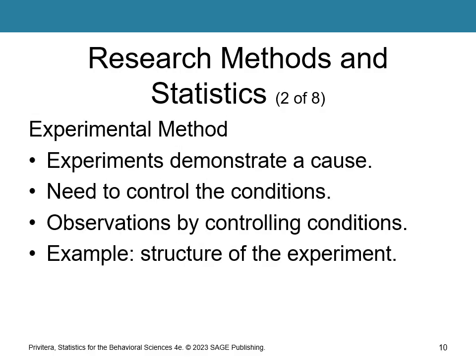The experimental method is the gold standard in research because it's the only method that you can use to establish cause and effect. If you want to prove that one thing causes another, you need an experiment. Think about it this way.